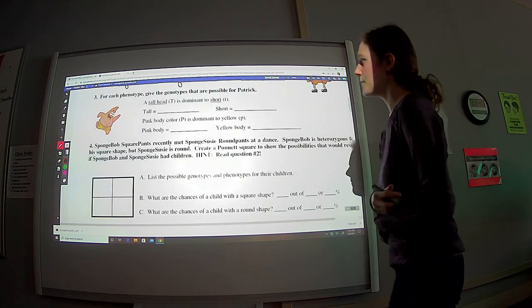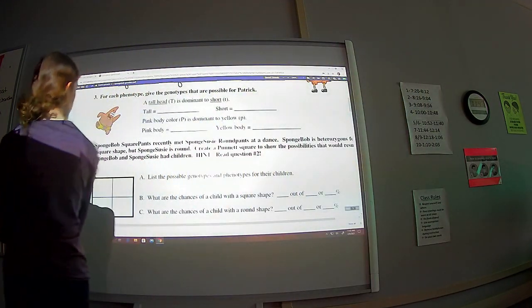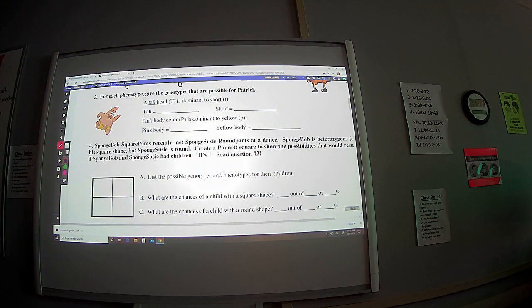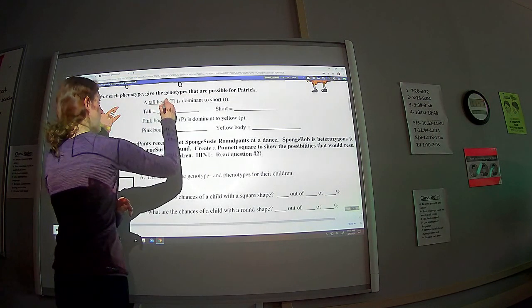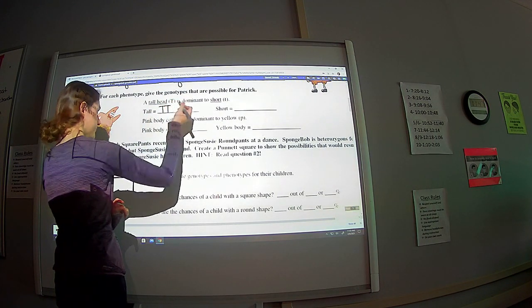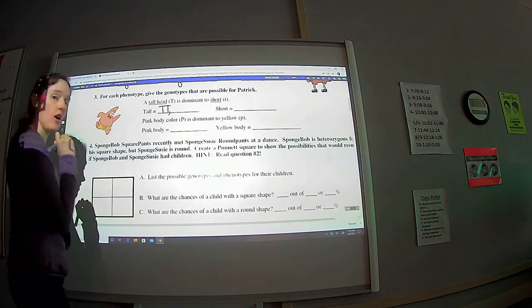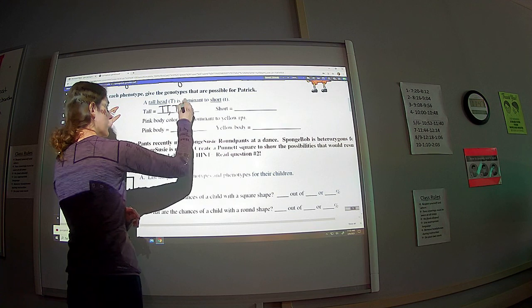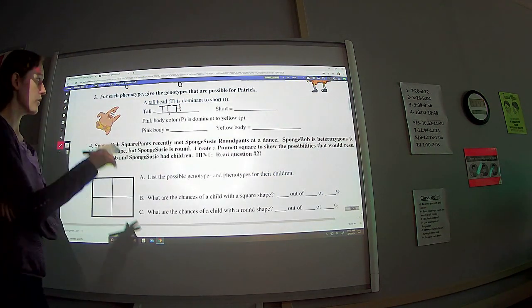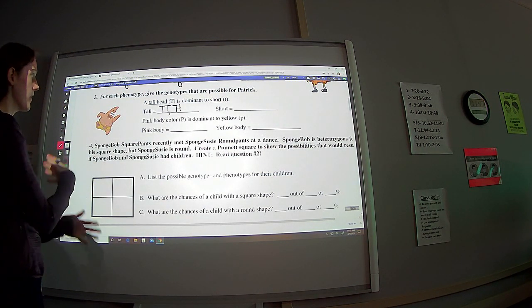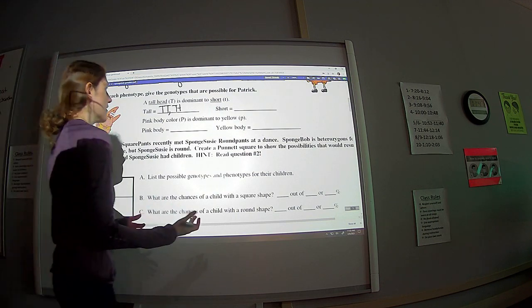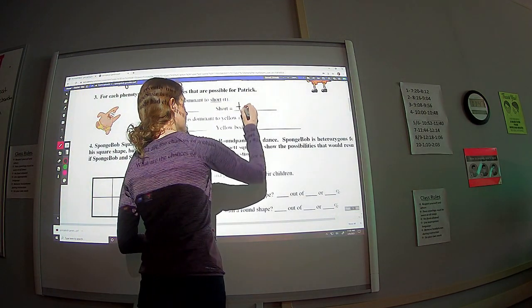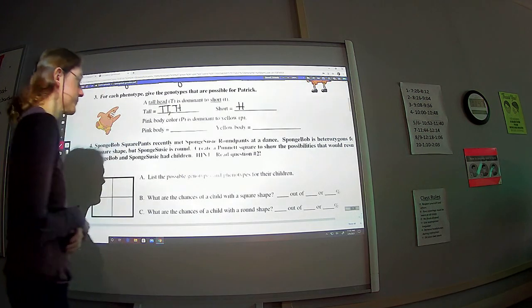For each phenotype, get the possible genotypes for Patrick. So a tall head, capital T, is dominant to a short head. So if he was tall, that means he could have two capital T's. And he could also have just one capital T and one lowercase t. So he could be heterozygous. It's still going to go towards that dominant phenotype because it is a capital letter. For short, it would have to be two lowercase t's.